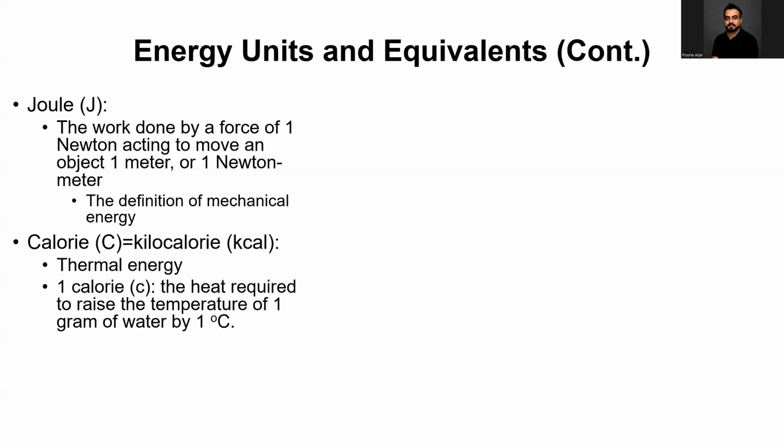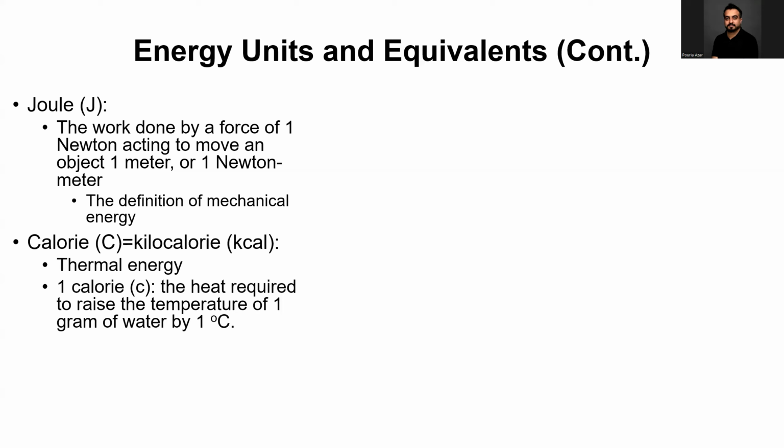And here's the definition of calorie. We define calorie like this definition from your other courses. It's the heat, the amount of heat, because the calorie is a thermal energy. So it is the heat required to raise the temperature of 1 gram of water by 1 Celsius degree, or 1 degree Celsius.